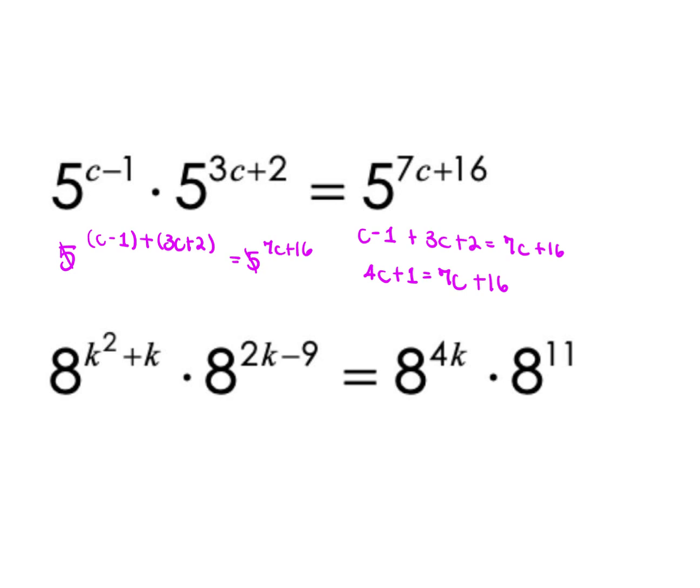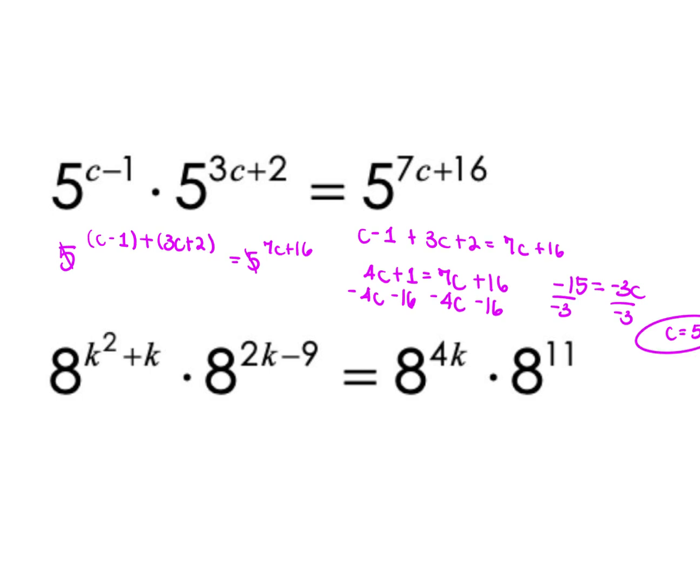Then we'll have 4c plus 1 equals 7c plus 16. Now we're going to minus 16 from both sides, and we're going to minus 4c from both sides. We'll get negative 15 equals negative 3c. Divide both sides by negative 3. We get c equals positive 5.